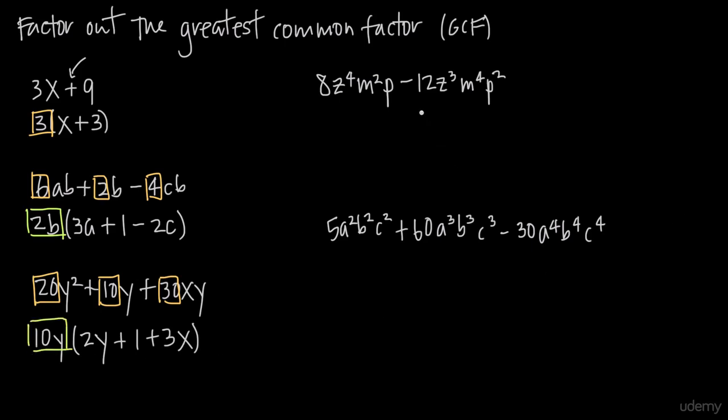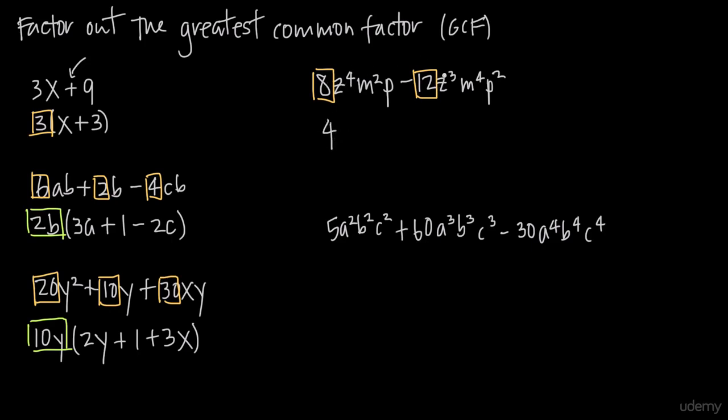And we can do this with even more complicated examples where we have higher degree exponents. So in this problem, we have 8z to the fourth m squared p minus 12z cubed m to the fourth p squared. So the first thing we want to do, as always, is look at our whole number coefficients here. We have 8 and 12. The greatest common factor there is going to be 4 because 4 goes into 8 2 times and 4 goes into 12 3 times. So we're going to get 4.